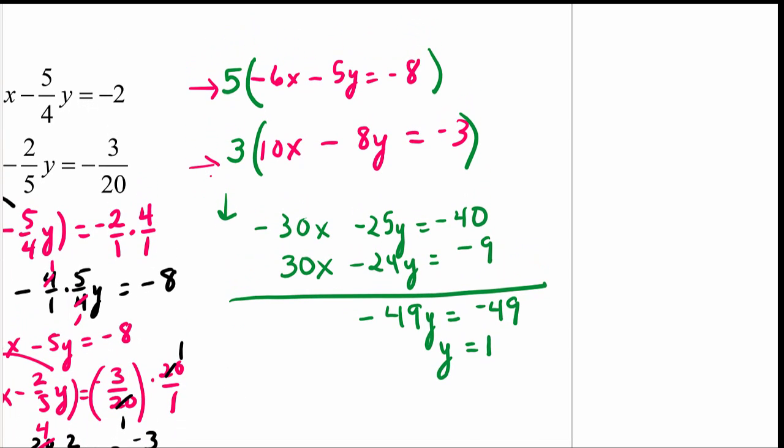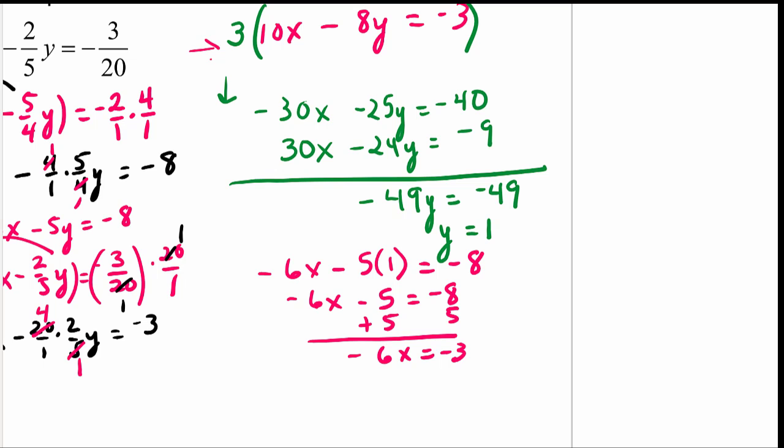So I'm going to go with my top equation, negative 6x minus 5 times 1 equals negative 8. So negative 6x minus 5 equals negative 8. Add 5. So I get negative 6x equals negative 3. And when I divide by the negative 6, it looks like I'm getting x equals 1/2. My solution is 1/2, 1. And I'm going to leave the check to you.